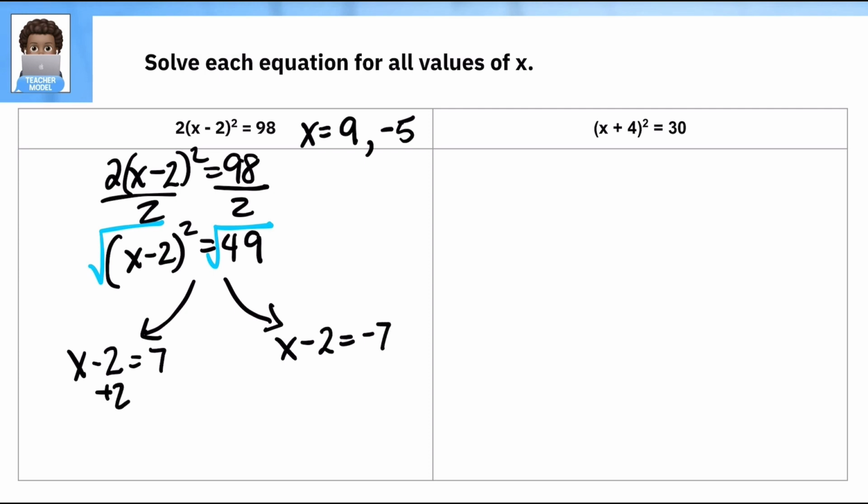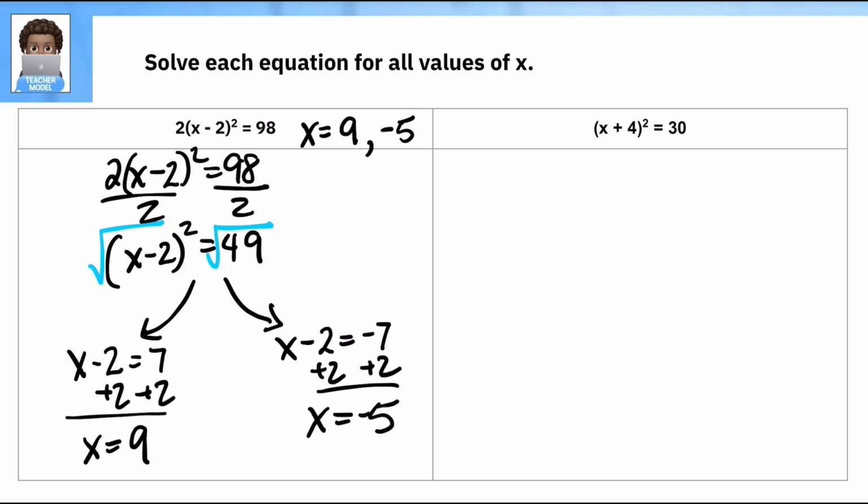In both cases, we're going to add 2. And this is where you get x is equal to 9 or x is equal to negative 5. Hit pause, and if you had an incorrect answer, try and see where the difference was and make the correction. All right, and let's look at the second case. (x plus 4) squared is equal to 30. Hit pause and try to solve this one as well. I know you got this.